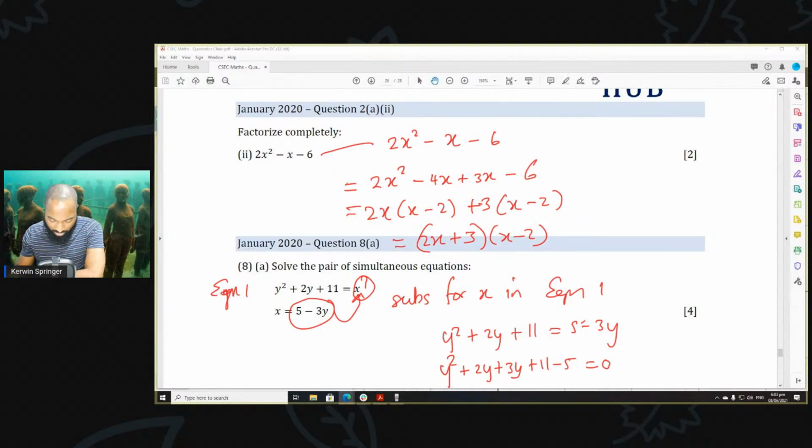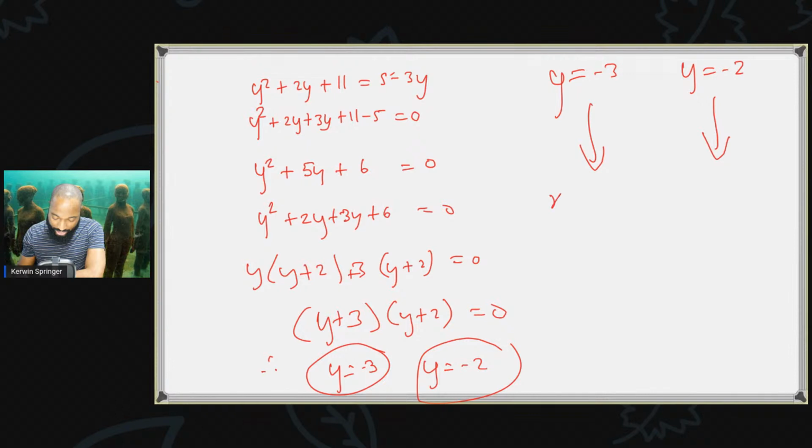Y squared plus 2y plus 11. So we want to substitute for y in which one? This one, of course. So substituting for y in x, to find x now. X is equal to 5 minus 3 by negative 3. So what is this? This is 11. So x is, anybody have the answer here?